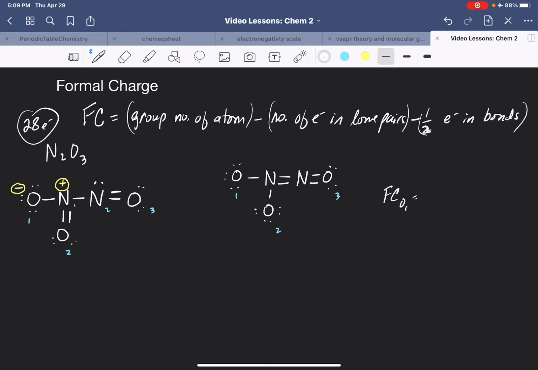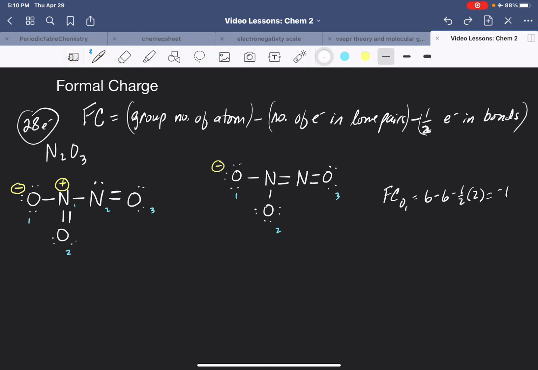Formal charge on oxygen 1: group number 6, minus the number of electrons in lone pairs, that is 6, minus 1/2 of the number of electrons in bonds, that is 2. So 6 minus 6 is 0, minus 1, is -1. So we know right here we have a negative. No surprise, it's the same as it was over there.